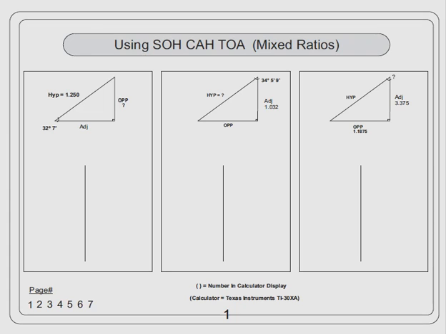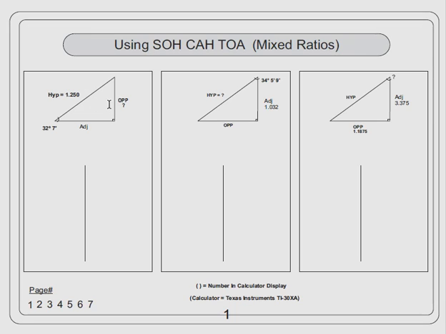Welcome from Teacher Richard. During this presentation, we're going to be using the SOH CAH TOA and mixed ratios. What that means is we are going to have to decide which ratio fits the particular problem to arrive at a solution. So we're going to take these three triangles and go through each one of them to demonstrate how to select the proper ratio.